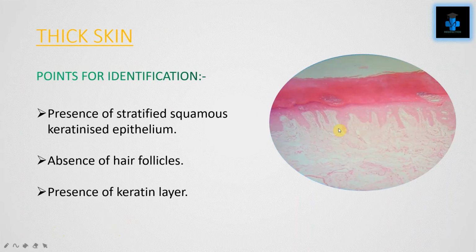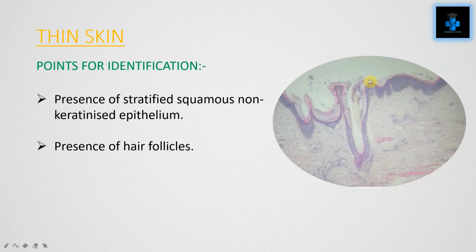Thick skin. To identify thick skin, there will be presence of stratified squamous keratinized epithelium. And also there will be absence of hair follicles and there will be presence of thick keratin layer. Thin skin. Presence of stratified squamous non-keratinized epithelium is an identification point for thin skin, and you can also observe presence of hair follicles.